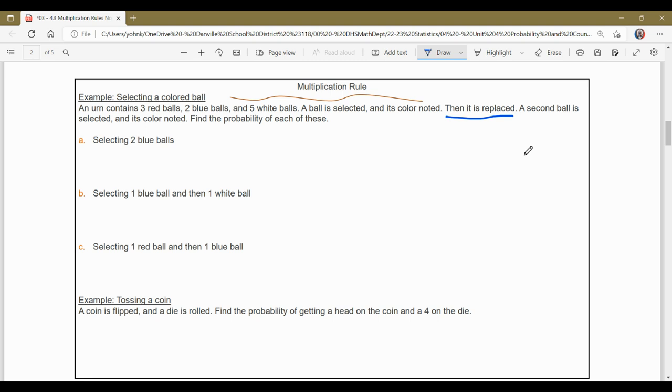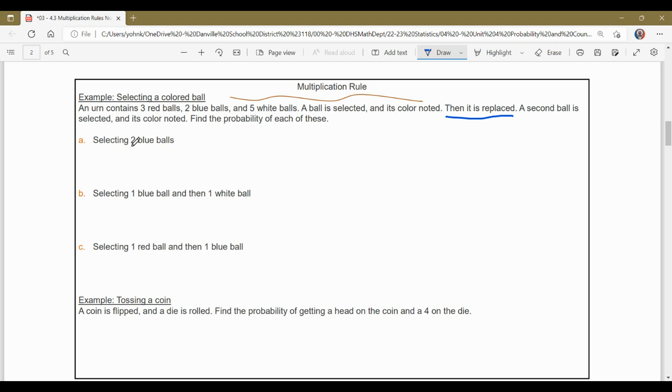The first question says selecting 2 blue balls. The fact that you are putting the ball back into the urn makes a huge difference, and we'll see some examples later where we're going to keep the ball out. Since I'm putting the ball back in, the two events are independent, so I can treat them as separate events.